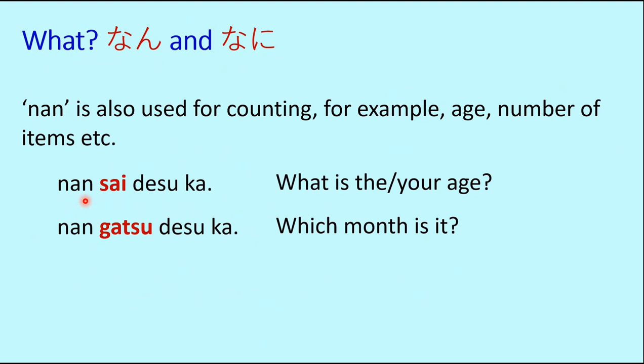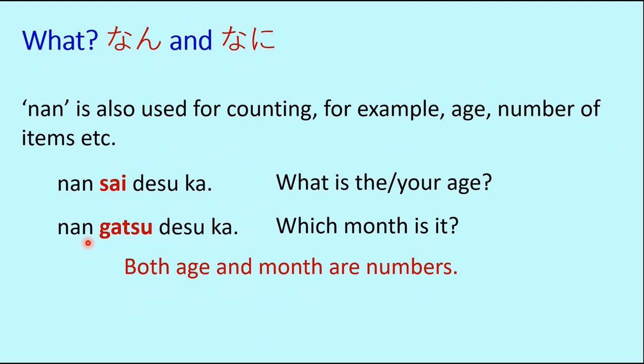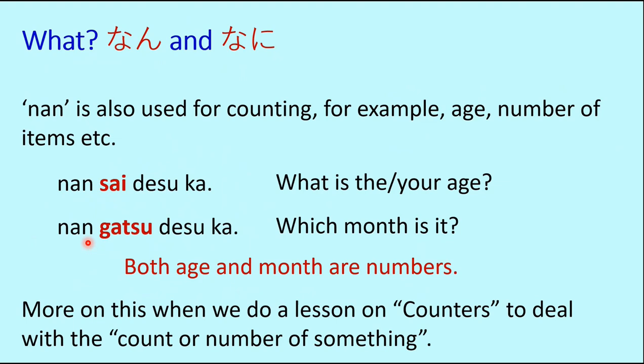Similarly, nangatsu desu ka? Which month is it? Gatsu means month. Now in Japanese, there are no names of the months like January, February, March. They just use numbering for the month. That is, first month is January, second month, third month, fourth month, like that. So Sangatsu means third month, that is the month of March. Ichigatsu means January, Nigatsu means February, like that. So nangatsu desu ka? Which month is it? Again, gatsu gives the number of the month in Japanese, so that's why it's nan. Both age and month are numbers, and that's why nan will be used.